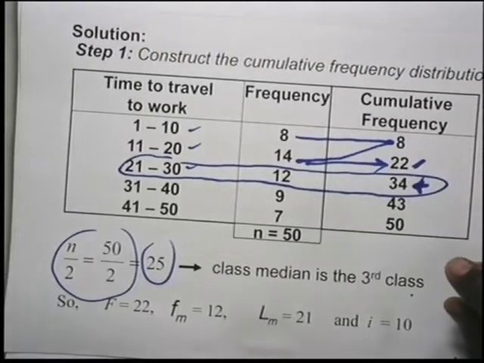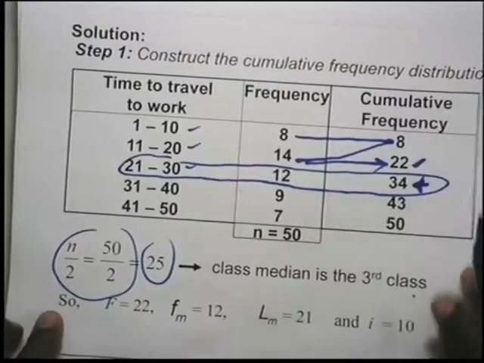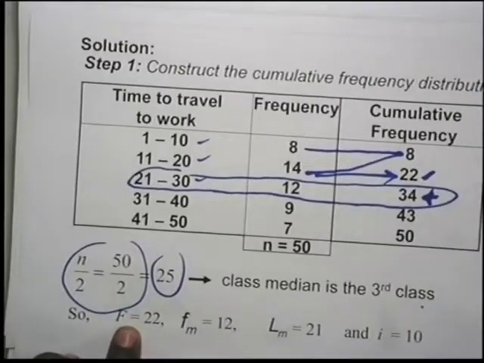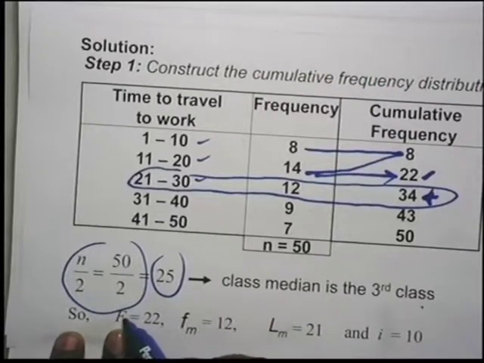Now, remember our formula. If we go back, our F is the cumulative frequency just before the median class.